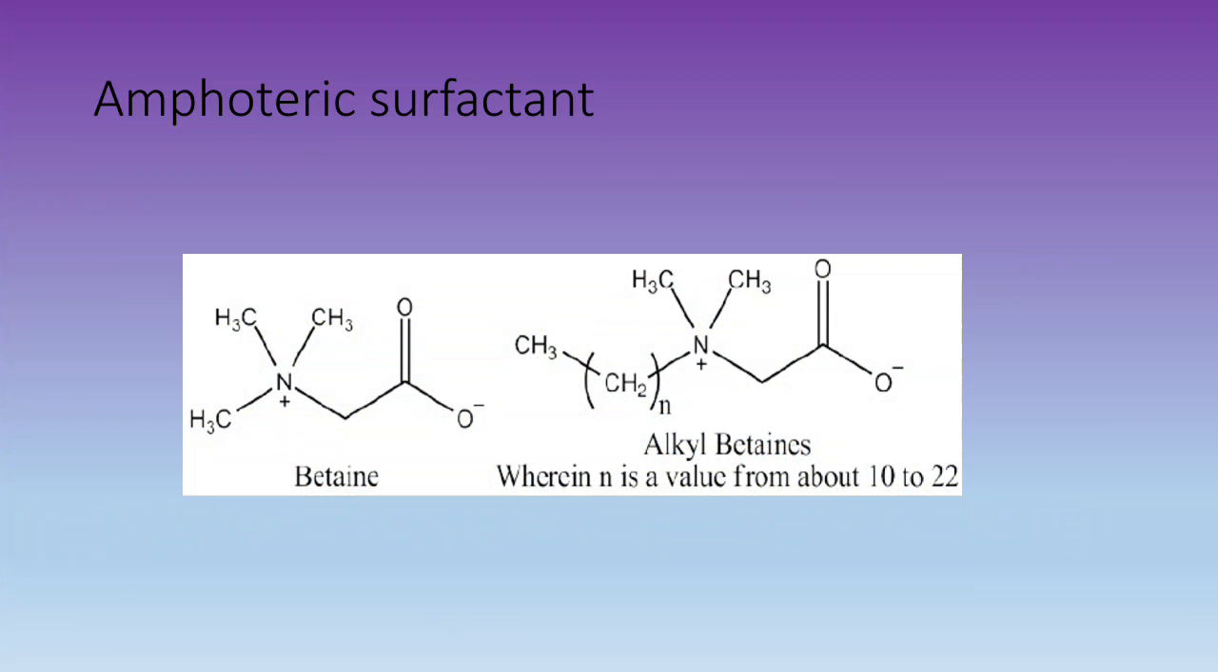Now this is the structure of an amphoteric surfactant. You can see here betaine is used. So here on one side, the nitrogen has a positive charge and it mainly indicates the presence of ammonium, and it consists of a carboxylate functional group which carries the negative charge. So here is the formula of alkyl betaines, where it has a value of n, and the number of carbons in the chain can go from 10 up to 22 carbons. So this is an example of an amphoteric surfactant.